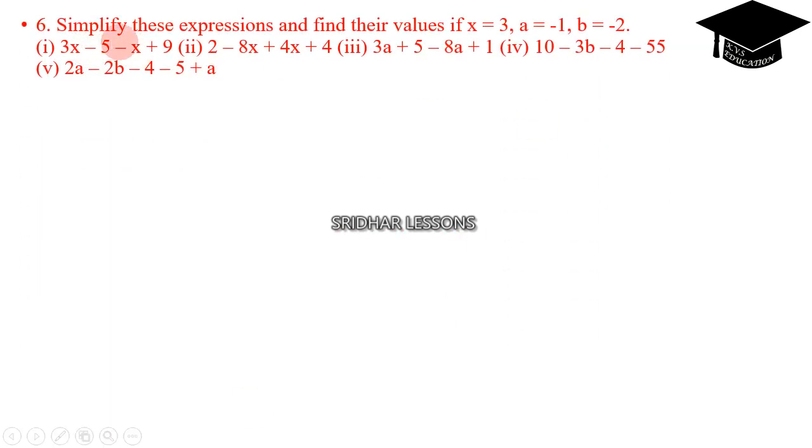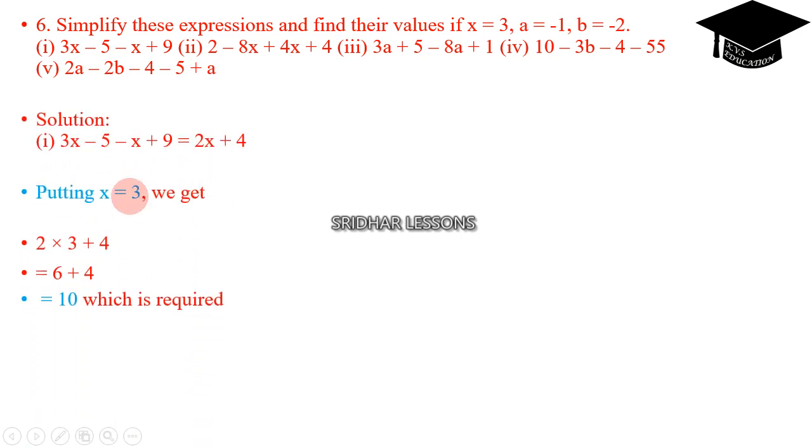Next. Question number 6. Simplify these expressions and find their values. If x is equal to 3, a is equal to minus 1, b is equal to minus 2. First question, 3x minus 5 minus x plus 9 can be simplified to get 2x plus 4. Putting the value of x is equal to 3, 2 into 3 plus 4, that is 6 plus 4, which is equal to 10.